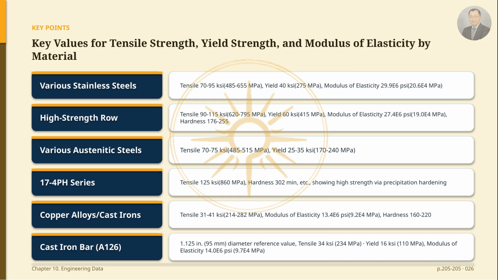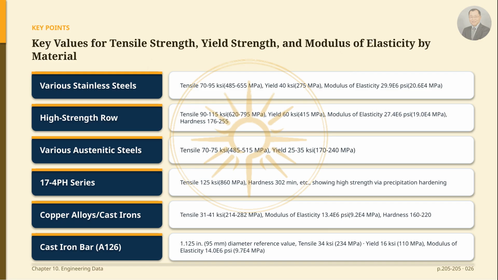General austenitic steels have a tensile strength of 70 to 75 KSI and a yield strength in the range of 25 to 35 KSI. Precipitation hardening series, such as 17-4PH, reach a tensile strength of 125 KSI or 860 MPa and have very high hardness, exceeding 300. On the other hand, copper alloys and cast iron series have relatively low tensile strengths of 31 to 41 KSI and a modulus of elasticity of 13.4 times 10 to the power of 6 psi.